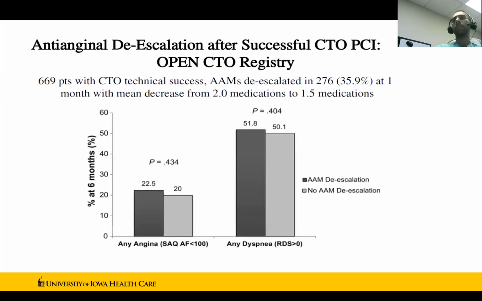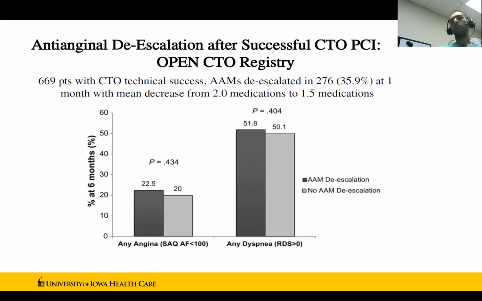And in the same patients, when you were able to successfully revascularize their CTOs, these patients had their anti-anginal medications de-escalated in a large proportion of patients. And when you looked at those patients who had the de-escalation, there was no significant difference in terms of their angina, dyspnea, or any other adverse events down the line. So you could successfully de-escalate their medications.